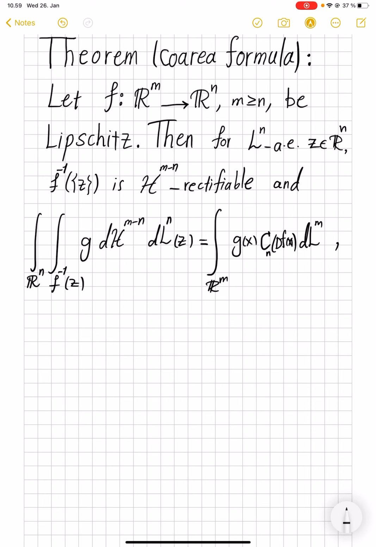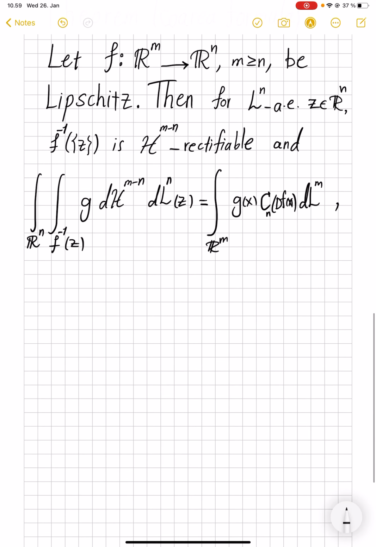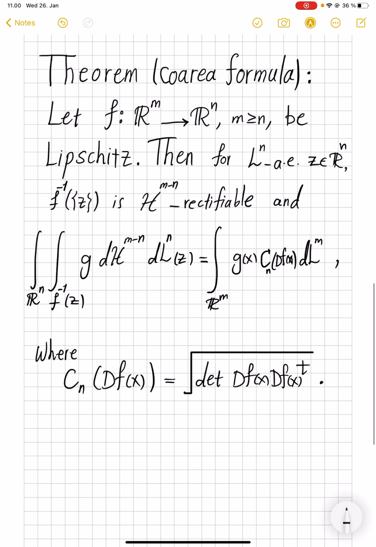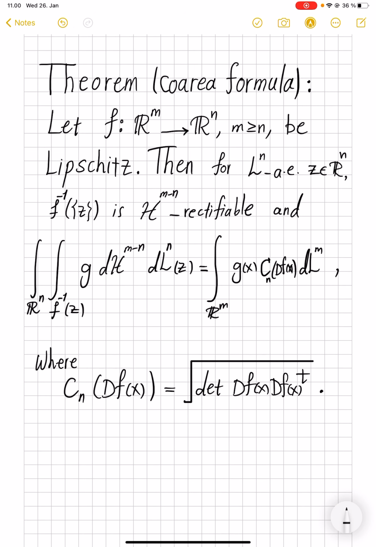So remember from the area formula story that if f is Lipschitz, then it has a derivative almost everywhere. So this Coarea factor Cn of that derivative, which is a linear map from Rm into Rn, is defined to be the determinant of the square matrix dfx times dfx transpose. And then you take the square root. So that is the Coarea formula. That's our theorem.